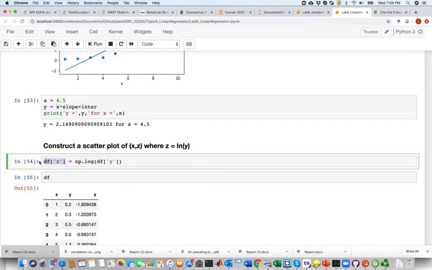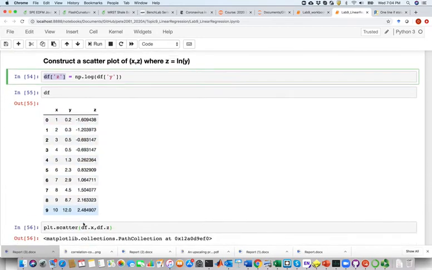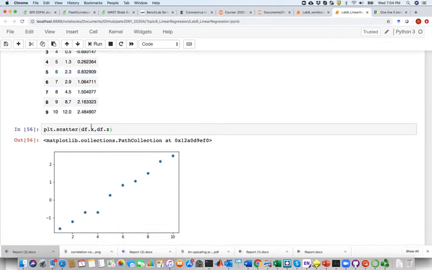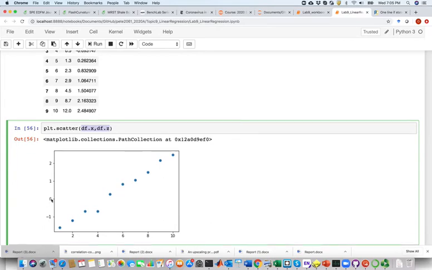So this is just the natural logarithm of y. And you store that in z, and you can display the data frame now with z in it. And that's your log transformation of y. And now we can do a scatter plot of log of y against x, because z is log of y, and this is what it looks like. Does it look linear? Yes. So we have effectively linearized the model by taking the natural logarithm of the y-axis.